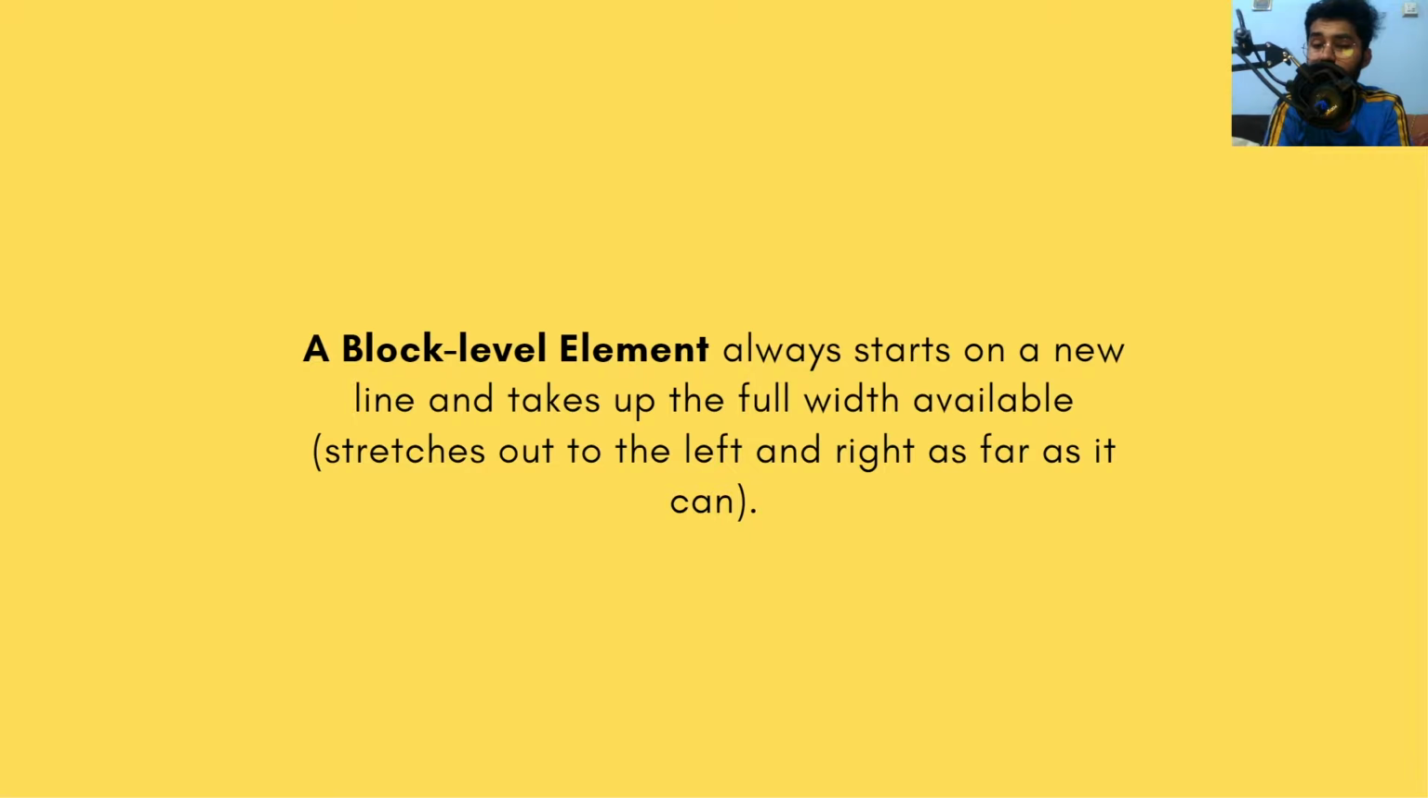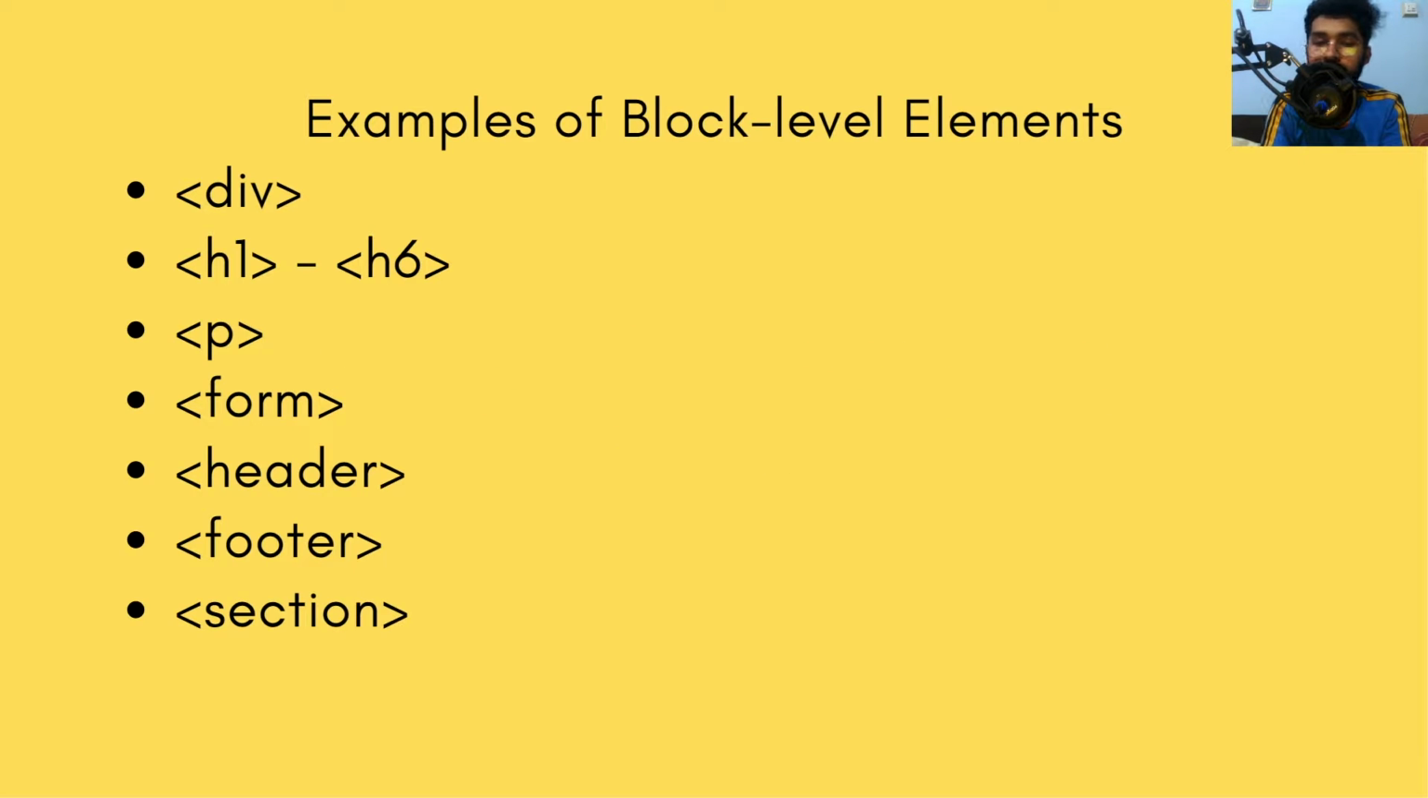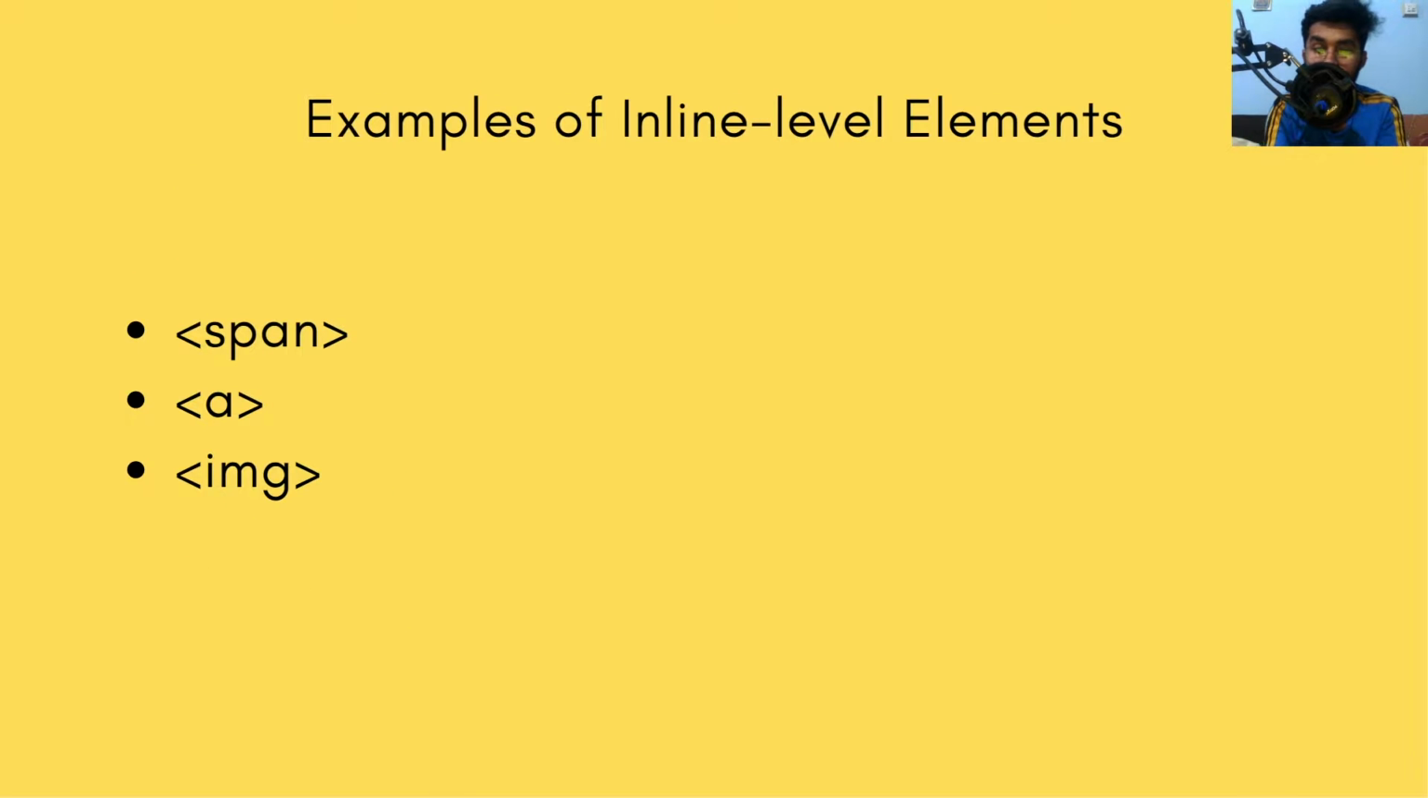The block level element always starts on a new line and takes up the full width available, alright? Well, in case of inline level, it doesn't start on a new line and it takes up only the width as necessary. Here are some examples of the block level elements: div, heading element, paragraph, form, header, footer, section. These are by default block level elements, and span, hyperlink element and image, these are by default inline level elements.